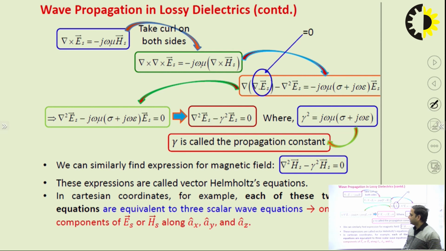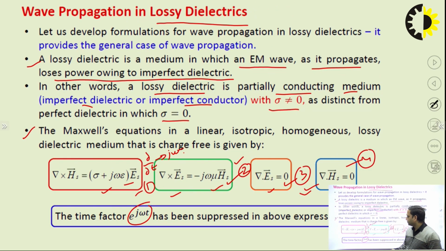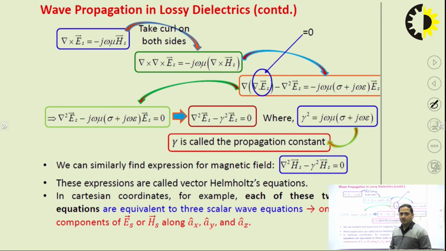So, that is why we are taking the del cross E. Suppose we want to find the wave equation in terms of H, then in that case we have to take equation number 1 and take the curl of both sides of this equation. Right now we want the wave equation in terms of E. So, in this case we will take the curl of this equation.